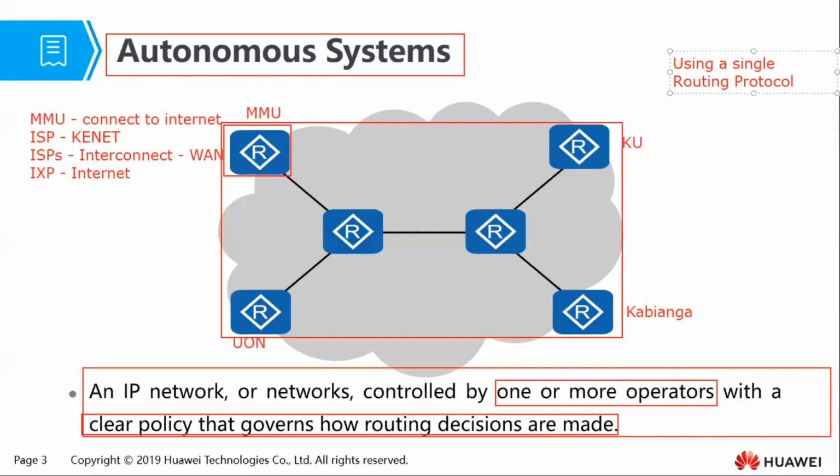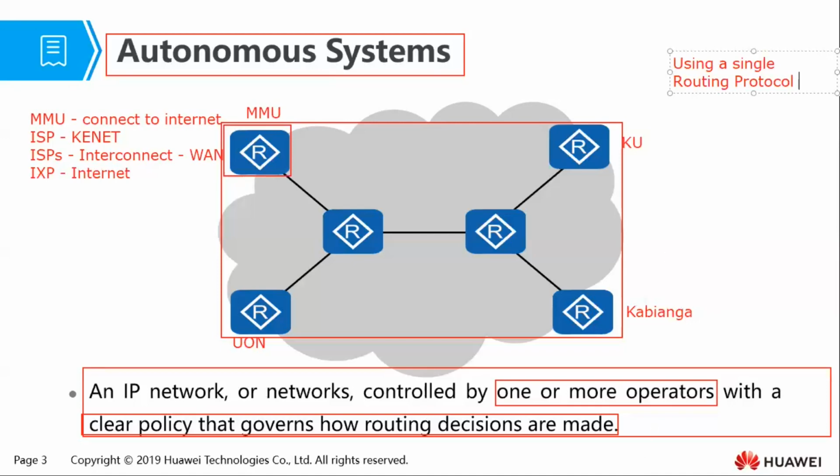So that is what it really meant: that all these routers are using the same routing protocol to make routing decisions. So what is a routing policy? A routing policy is a set of rules that determine how the traffic is managed within an autonomous system.